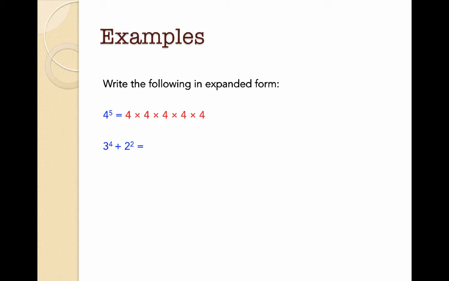The second question has a plus in it, and it also uses 2 bases. That 3 to the power of 4 needs to be 3 multiplied by itself 4 times. Then I've got the plus, then I've got 2 multiplied by itself twice. I don't need to know the answer. That's expanded form. That's all I need to know.